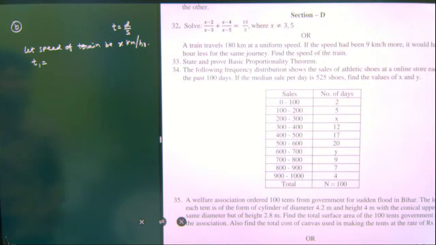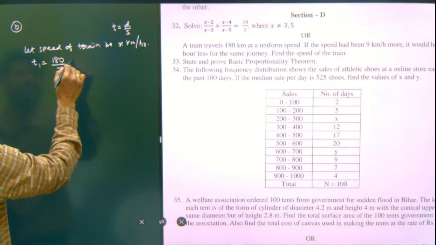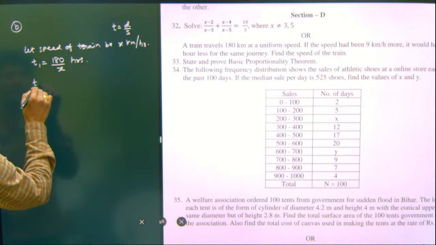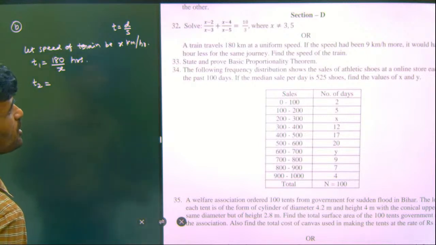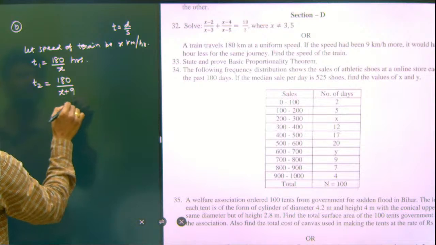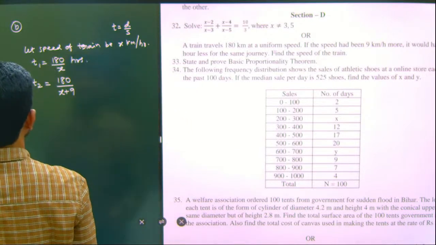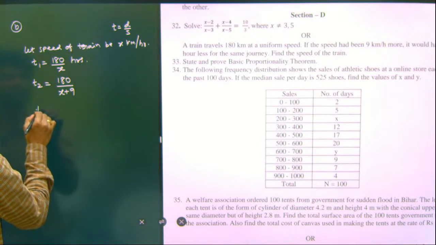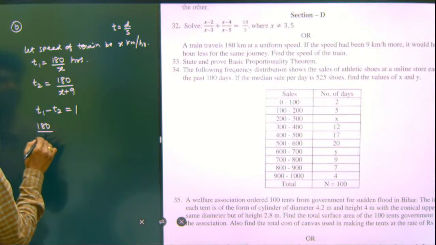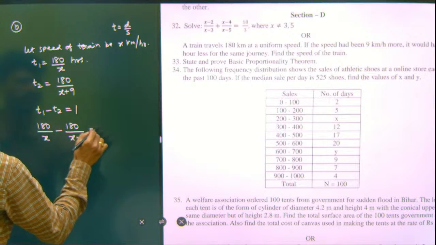Time is equal to distance by speed, because it is going 180 kilometers, so 180/x hours in the first case. In the second case, what happened? Speed is increased by 9 kilometers per hour, then 180/(x + 9). This is time 2. Here, whenever speed is increased, it took 1 hour less. So T2 is less than T1, so T1 minus T2 is equal to 1. So 180/x minus 180/(x + 9) is equal to 1.